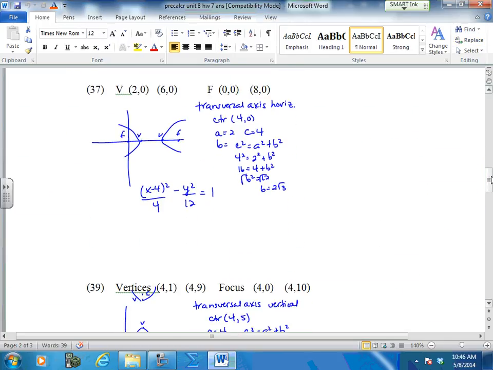Okay, here's a nice one. Anybody have problems with this one? Your vertices put you on an X transversal. That means the X comes first. Now, your center is not at 0, 0. Your vertices say take the average of 2 plus 6 is 8, divided in half. There's your 4. Your center is at 4, 0.